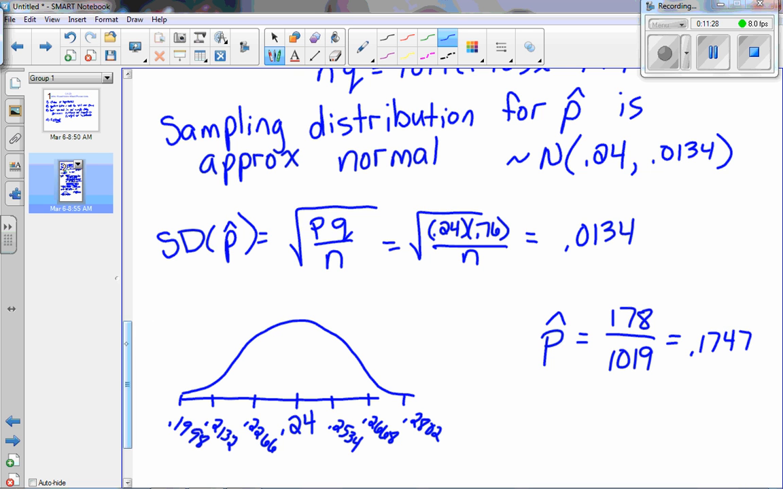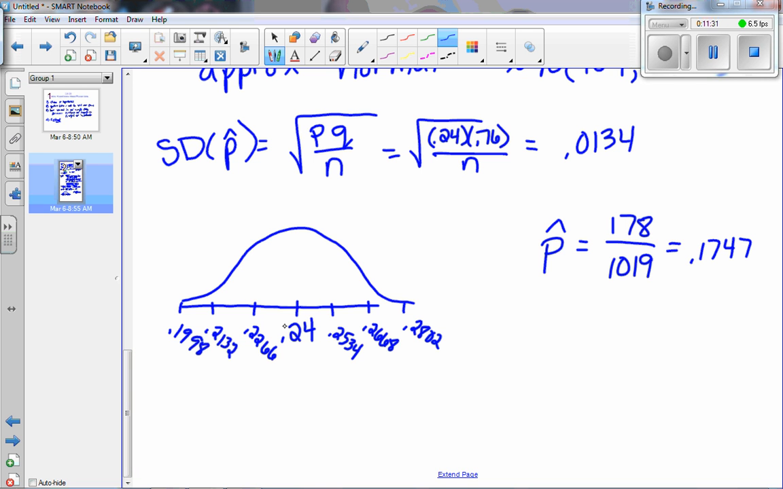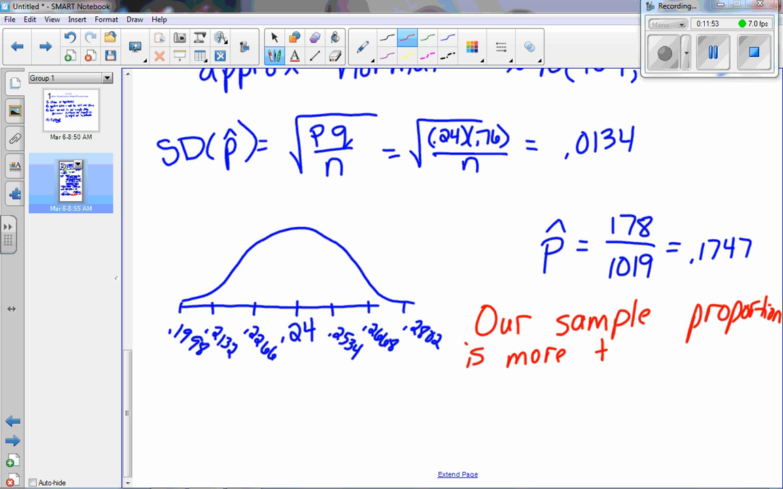Now I'm finally ready to talk about, okay, here's what we got. How unusual is that? If the true proportion really is 0.24, and we got this sample proportion, well, it is more than 3 standard deviations below. So our sample proportion is more than 3 standard deviations below the mean. So just looking at this, we know that it's very unlikely to occur.